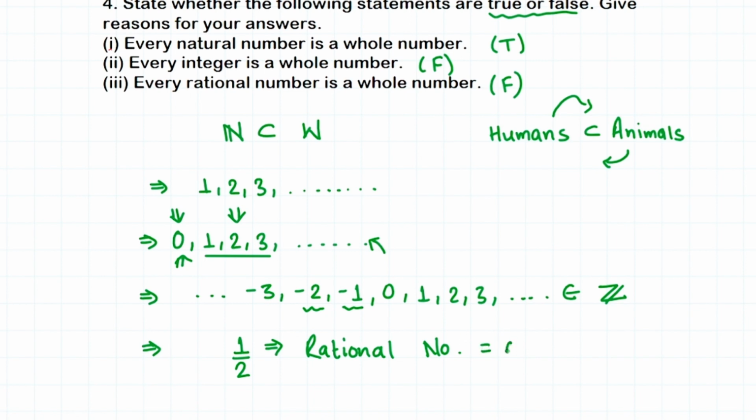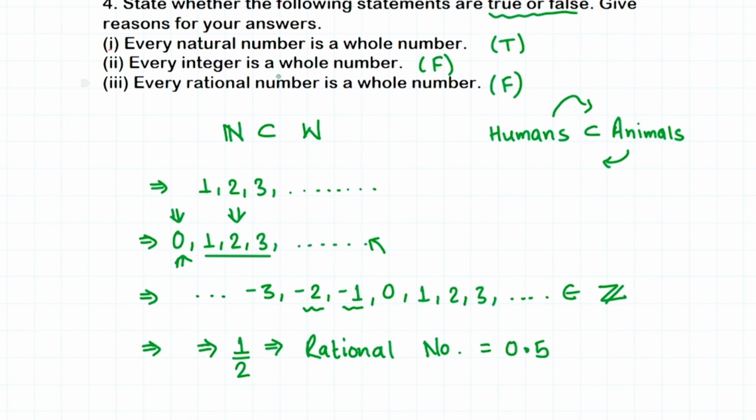1 by 2 is equal to 0.5, and in the whole numbers, you don't have 0.5 or 0.6, those numbers, okay? But they're rational numbers. So we just proved that 1 by 2 is a rational number, but it's not a whole number. But our third statement is saying every rational number is a whole number, so it's definitely false, because again we just showed that 1 by 2 is a rational number, but it's not a whole number, okay?